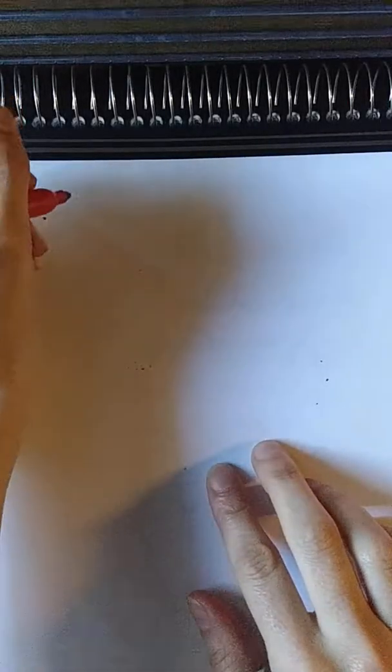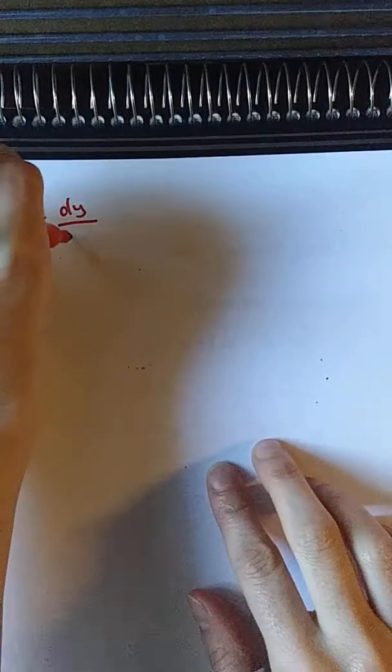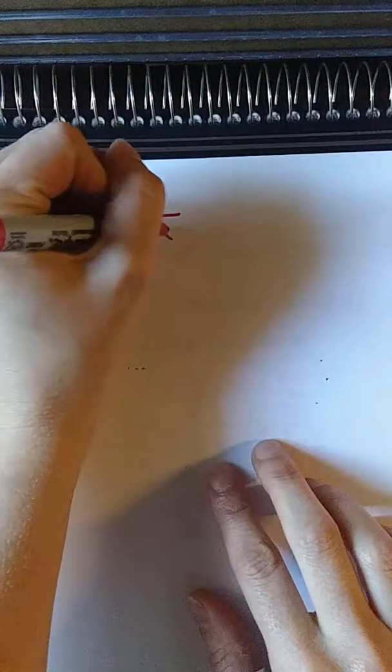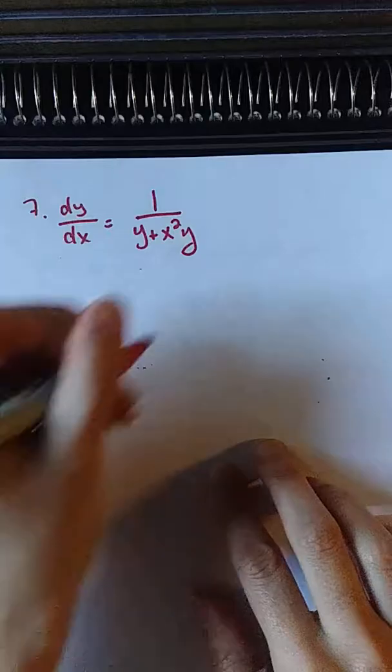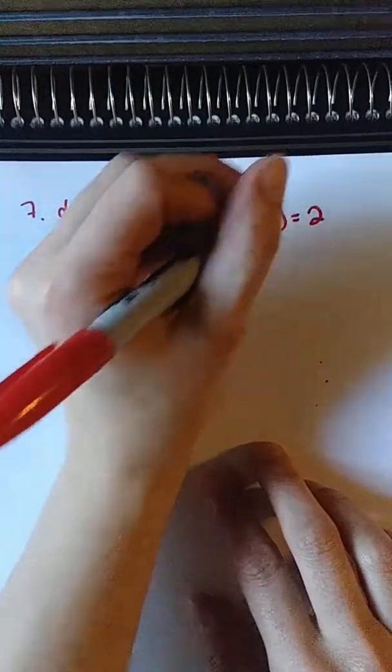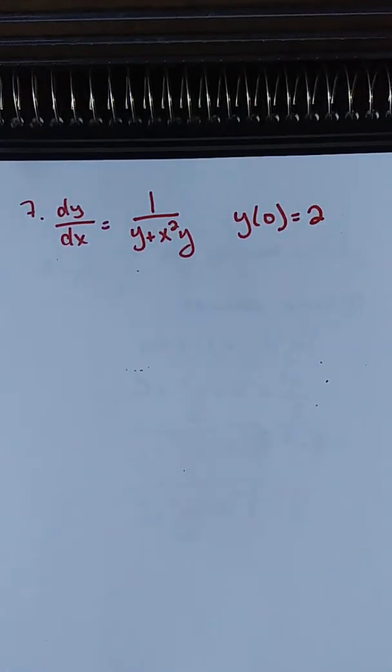Okay, we're on question 7, which is the last question on the differential equation worksheet. So question 7 says, dy/dx is 1 over y plus x squared y, and we have an initial condition y of 0 equals 2. We are looking for an equation for y in terms of x, which means we need one equation.